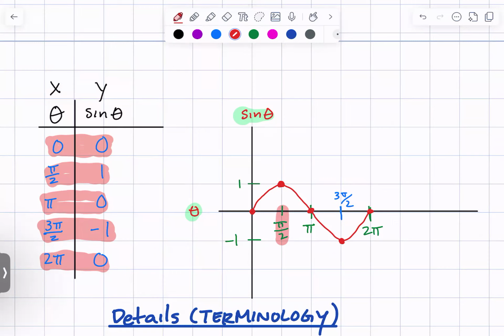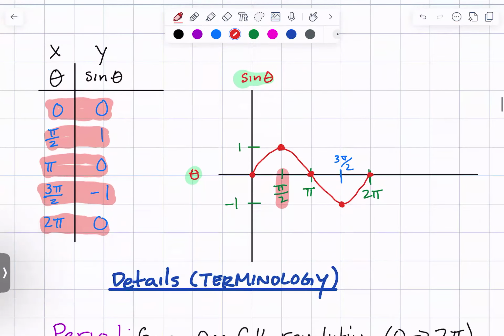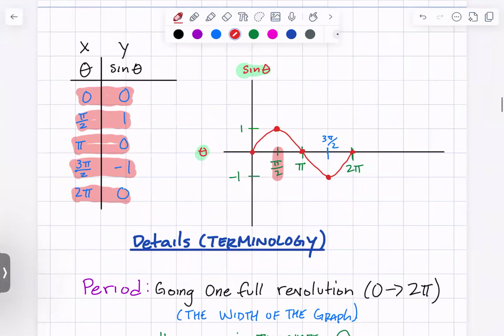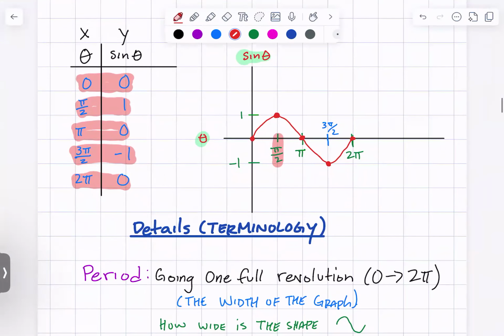And some terminology details that you guys need to know about that. A period is going one full revolution, so from 0 to 2 pi, or the width of the graph. The width of the graph would be from here to here, which would be 2 pi long. So that's my period.